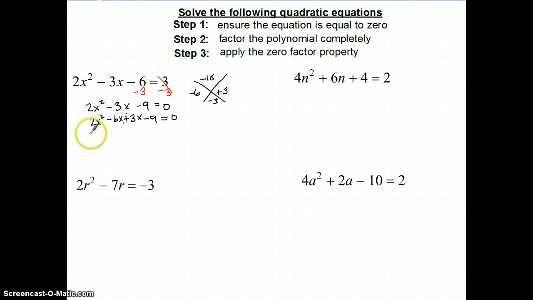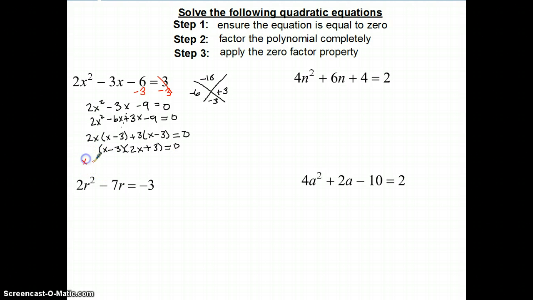Splitting this down the middle, I take out a 2x from the left, leaving me with x minus 3. And from the right, I take out a positive 3, leaving me with x minus 3. Still equal to 0. Factoring out that x minus 3, I'm left with a second factor of 2x plus 3. Now we're on to step 3 in our factoring process. I'm going to apply the zero factor property.